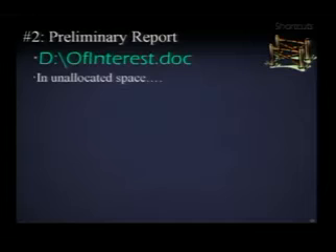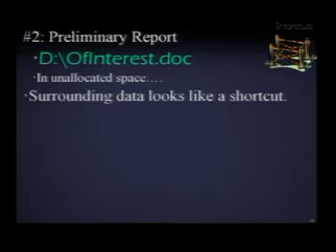So what do we know? In our preliminary report, we know we've got a document in unallocated space. So we look at the surrounding data, just as ASCII text or hex, and it looks like a shortcut. Shortcuts have a certain structure and a certain signature at the beginning of the file that we can recognize. So it looks sort of like a shortcut.